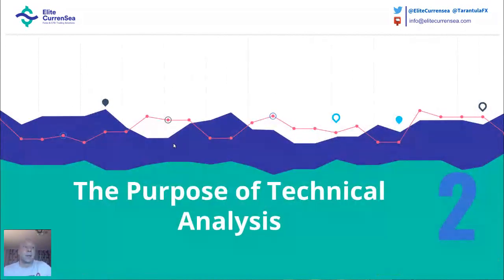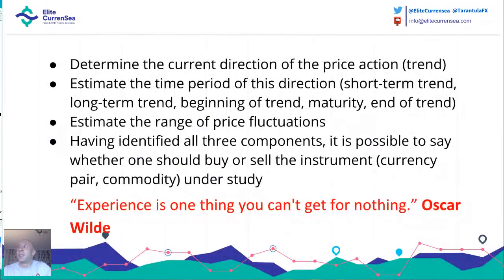Now, the purpose of technical analysis is something that I will also cover. The main purpose of technical analysis is to determine the current direction of price action. Okay, it's very important, and estimate the time period of this direction. Short-term trend, long-term trend, beginning of the trend, maturity, and the end of trend. It's extremely important, because if you see that the price has established a short-term or long-term trend or beginning of the trend, you need to know where to exit the market.